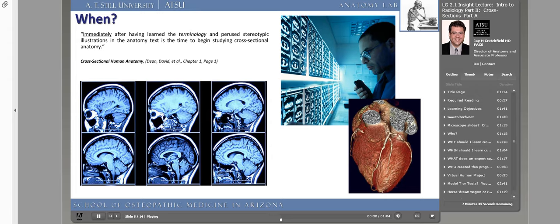begin studying cross-sectional anatomy. You might want to look up the word perused. Most people think it means to glance at or just to look at briefly. It doesn't. Peruse means to look at something carefully in detail. So once you learn the anatomic terminology, you'll go on to learn cross-sectional anatomy. It'll make you a better doctor, and now is the time to do it.